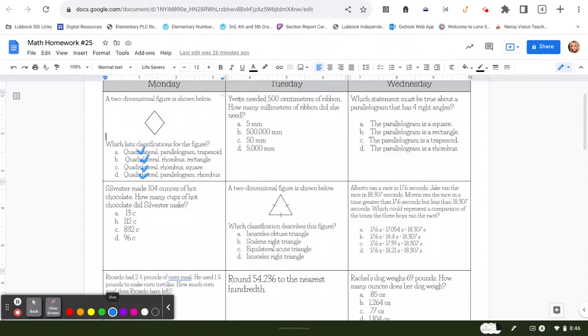Okay, so I see on answer option A, the next choice is parallelogram. So parallelogram is a quadrilateral with two pair of parallel sides. So let's check on that. Those are parallel to one another, so that works. Okay, parallelogram works. So check, check.